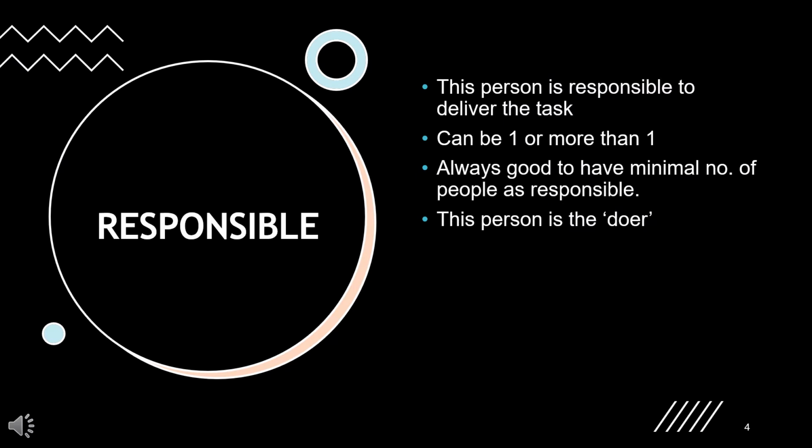So let's understand what R, responsible, stands for. This particular person in the team is the actual doer of the task. He is the one who delivers the task, and it's always good to have a minimal number of people who are responsible for one task. There should be one responsible person per task for sure in the matrix when we construct it.